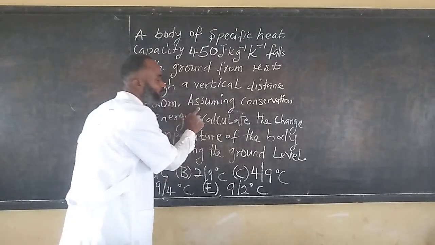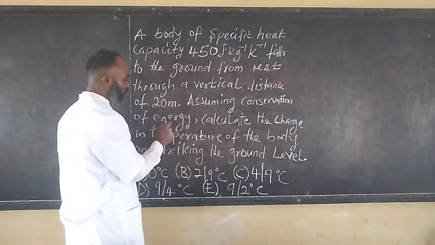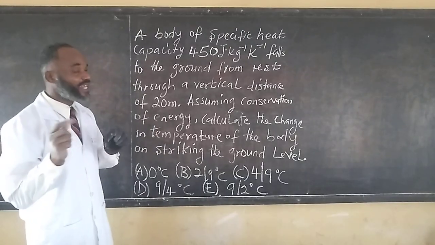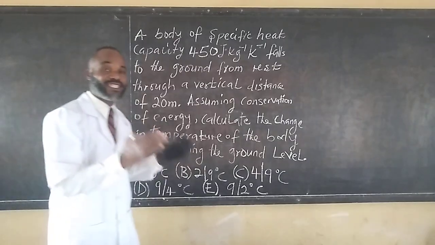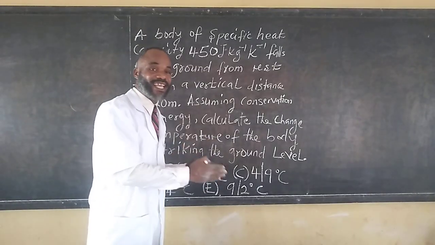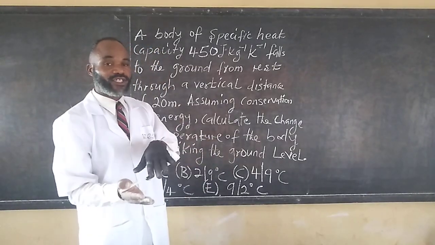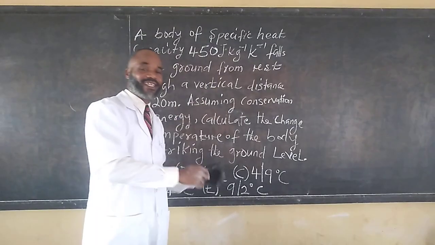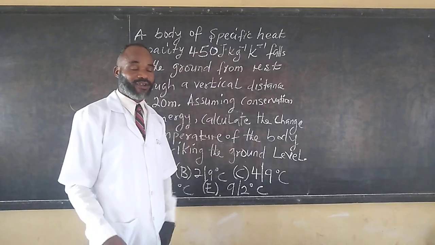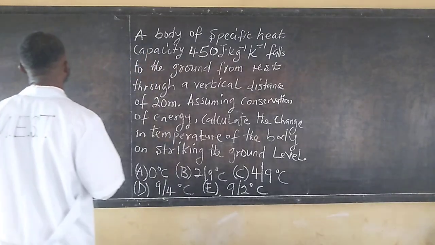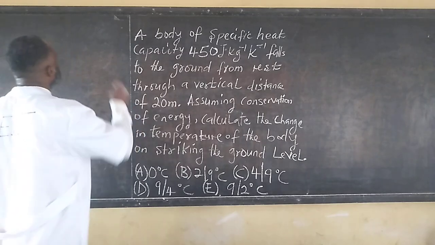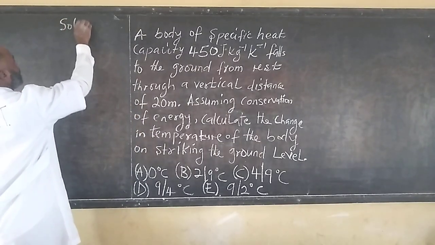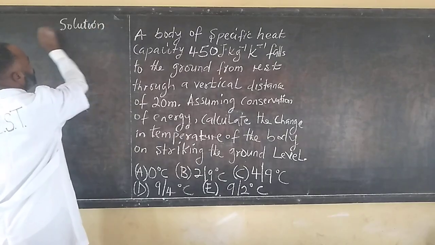Assuming conservation of what? Energy. Meaning energy can be converted from kinetic energy to potential energy, and conversely from potential energy to kinetic energy. That's what it means. Okay, so let's begin. We have the solution, and we need to outline the solution we're going to use here.